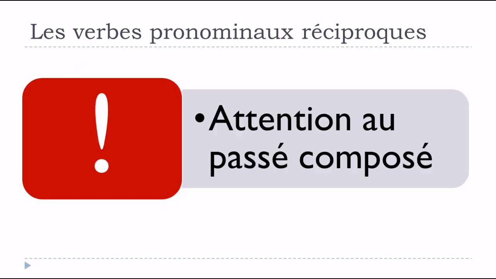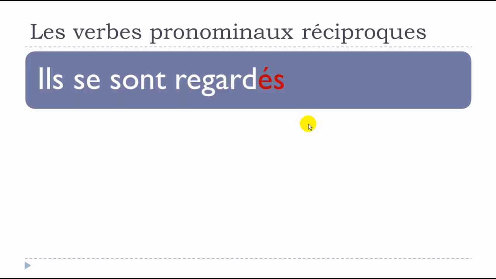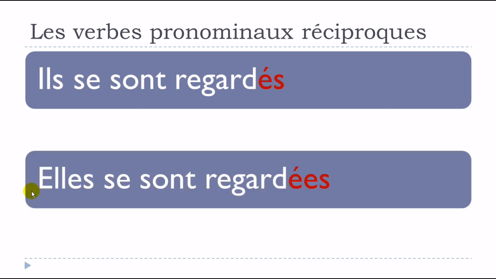Be careful when we make the passé composé form, because of course, as we are using être here, we will have to put at the end whether the feminine or the plural. So when you get ils se sont regardés, in this case you will have to add this final s at the end because it's the plural. And then if you get the feminine form, elles se sont regardées, then you will get e for the feminine and then s for the plural form.